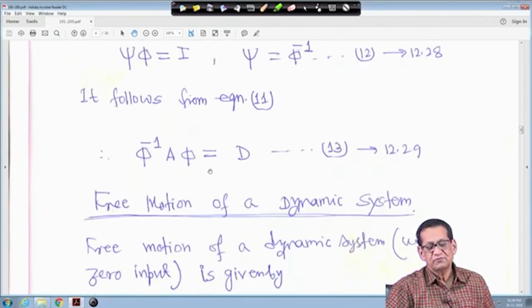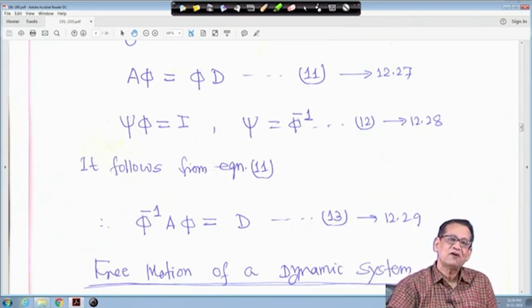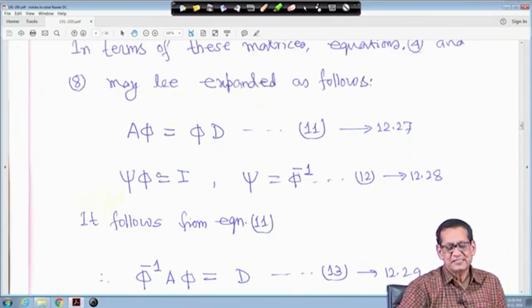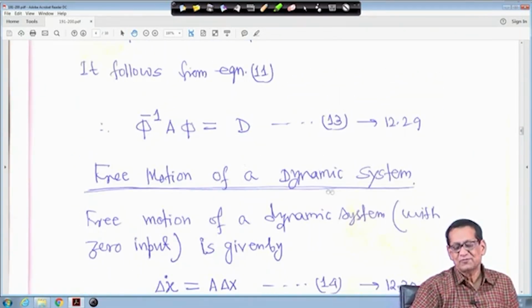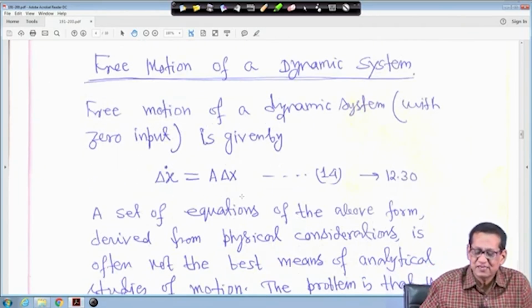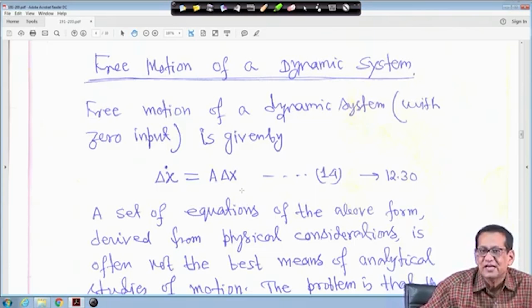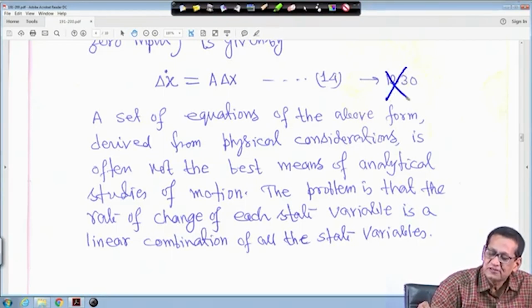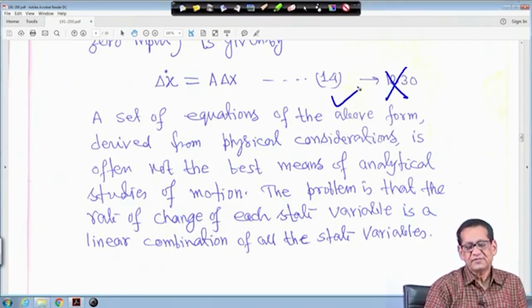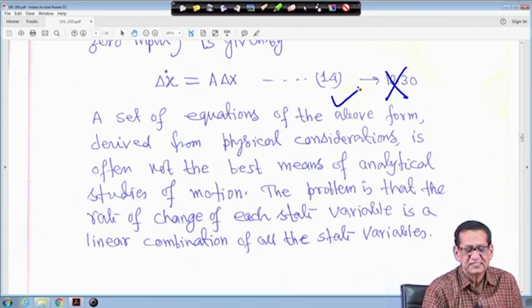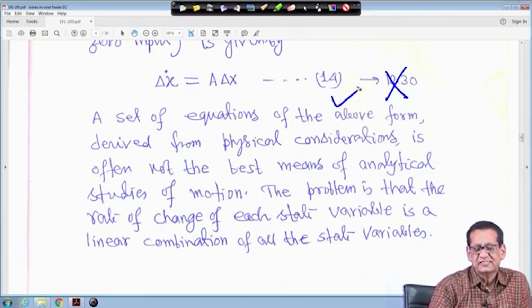So now with this basic thing in our mind, because this will apply later, we will move slowly to the other topic. Now, free motion of a dynamic system, say with 0 input, can be given as Δx dot is equal to A Δx. This is free motion of a dynamic system, and from that we will start. A set of equations of the above form derived from physical consideration is often not the best means of analytical studies of motion.